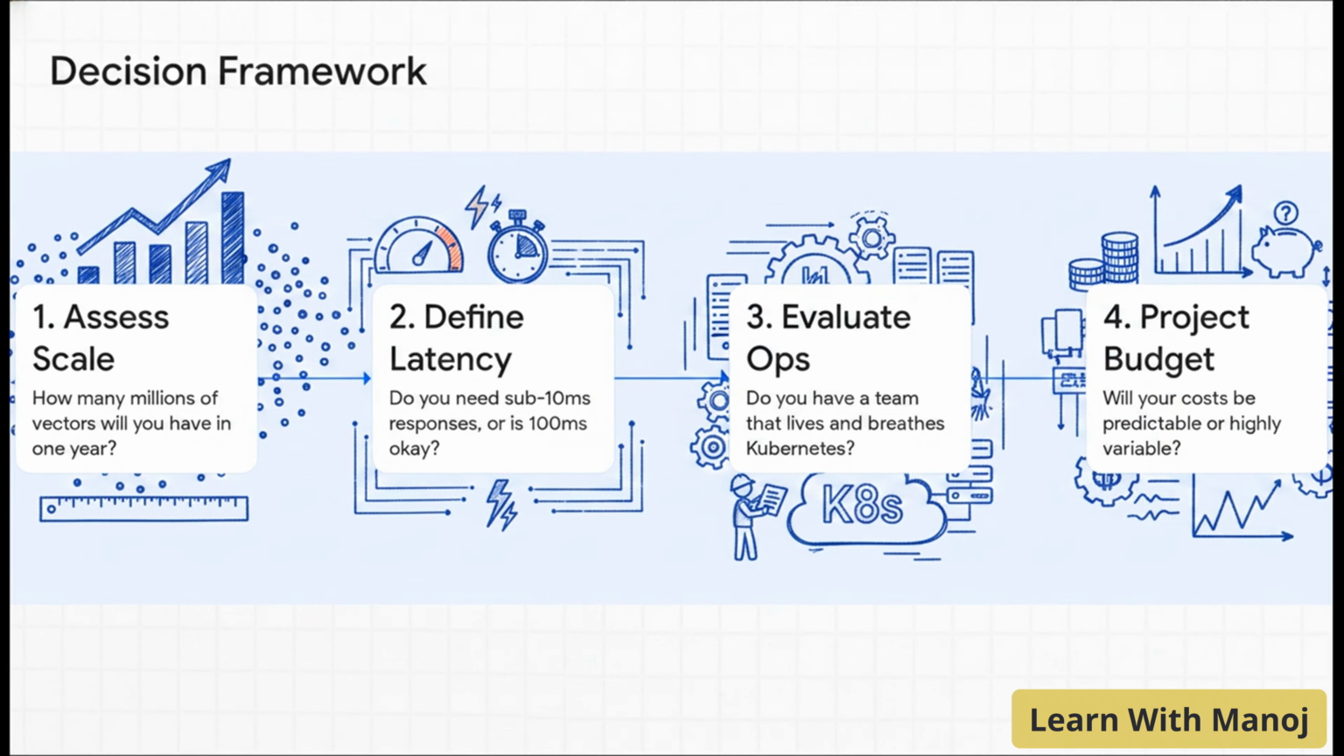So, to wrap this all up, here's a really simple decision framework. Before you write a single line of code, just ask yourself these 4 questions. First, be honest about your scale. Not your dream scale 5 years from now, but your actual scale in 1 year. Second, define your need for speed. Is near instant absolutely essential, or is a tiny delay okay?